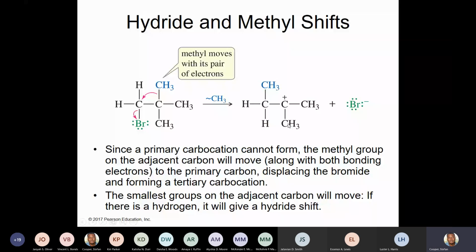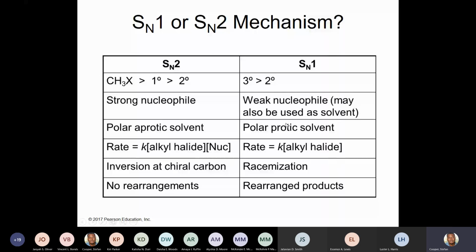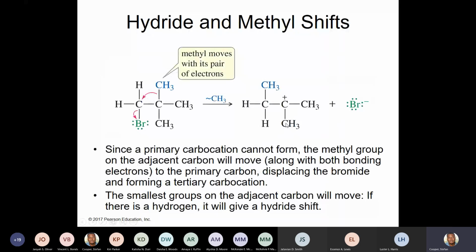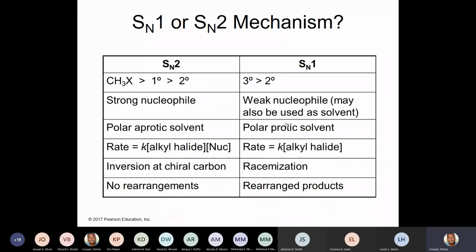They don't have an example of a hydride shift. That's fine. They don't do the other two, the resonance or the ring expansion. But we know that there's four ways to rearrange a carbon cation.